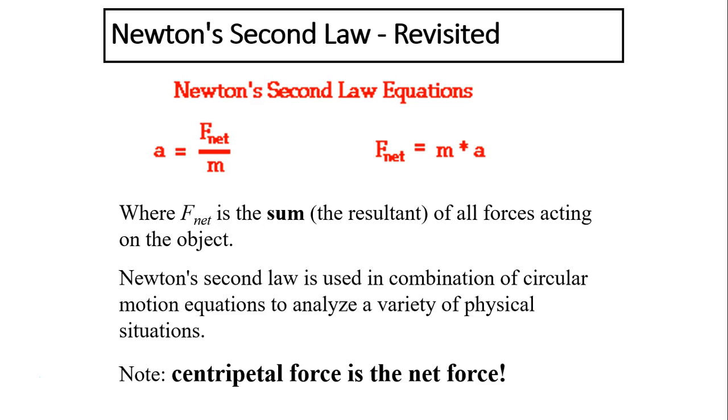So first, let's review Newton's second law. Newton's second law says when the forces are unbalanced, there is acceleration. And acceleration is directly proportional to the net force, in the same direction as the net force, and inversely proportional to the mass. We can rearrange that equation to get F net equals ma. In this case, F net is the sum of all the forces. It's a vector sum. It's also known as the resultant.